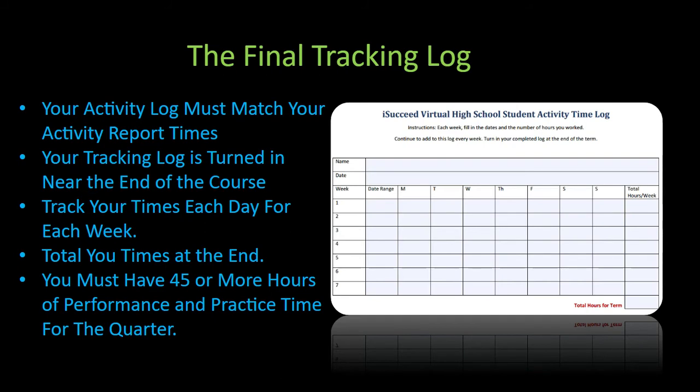This is the final tracking log. Your activity log must match your activity report times. This sheet you will keep throughout the quarter, and you will keep your times logged on this sheet to figure out your total amount of time at the end of the class. These times must match what you put down each week in your log times in the computer. Your tracking log is turned in near the end of the course. Track your times each day for each week. Total your times at the end. You must have 45 or more hours of performance and practice time for the quarter.